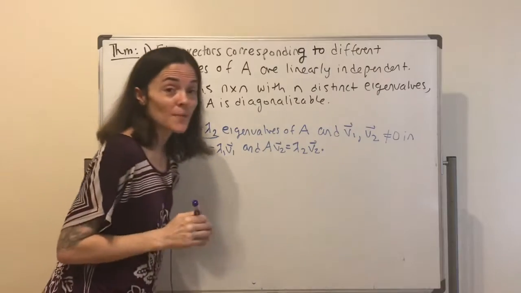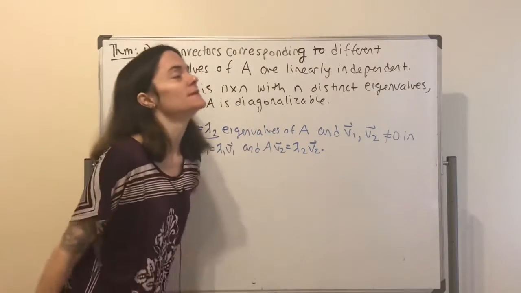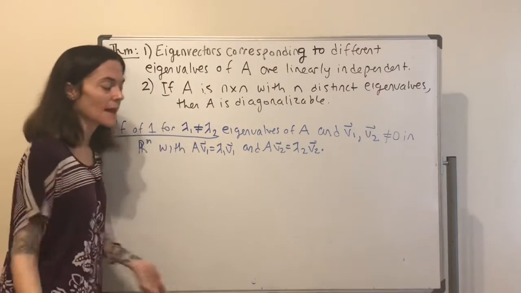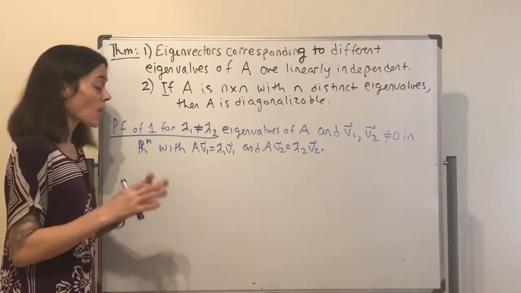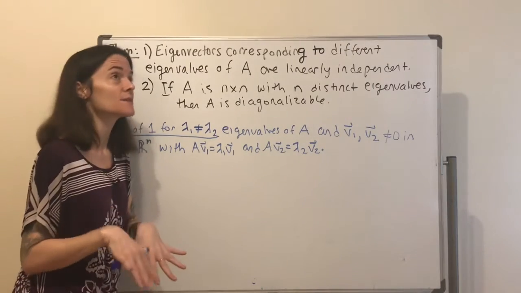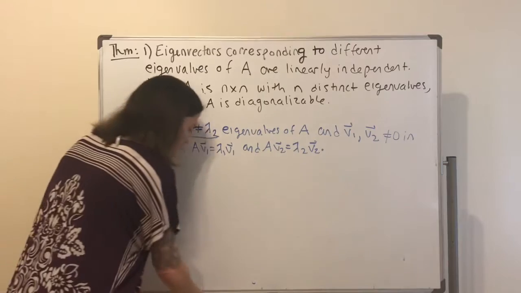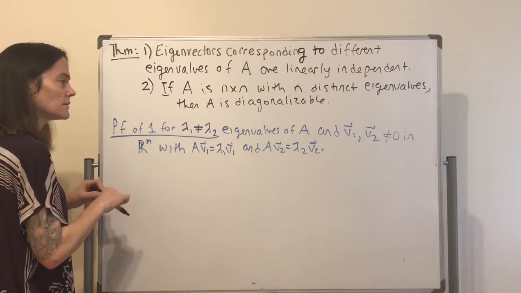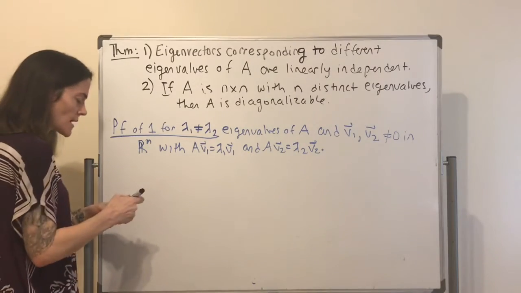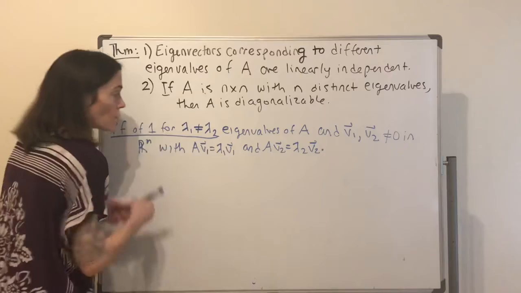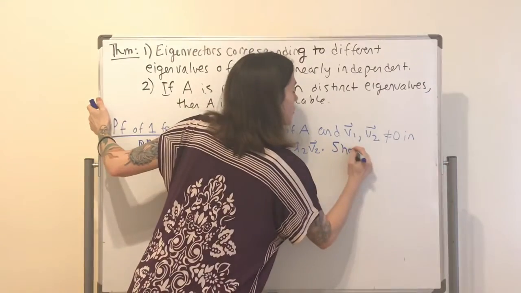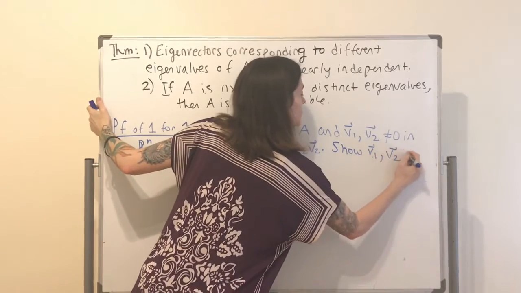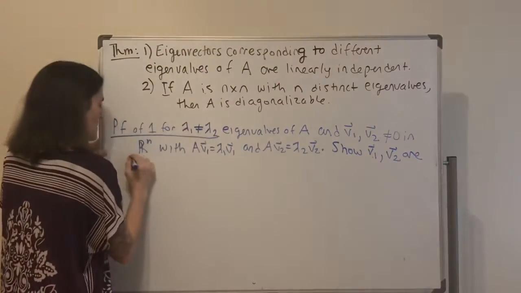So I'm going to prove the theorem, like I said, for two distinct eigenvalues, but really it's true for any collection of eigenvalues. If they're all different, then their corresponding eigenvectors are linearly independent. Okay, so how do I show that these two vectors, maybe I should write what I'm trying to show. Let's show v1 and v2 are linearly independent.